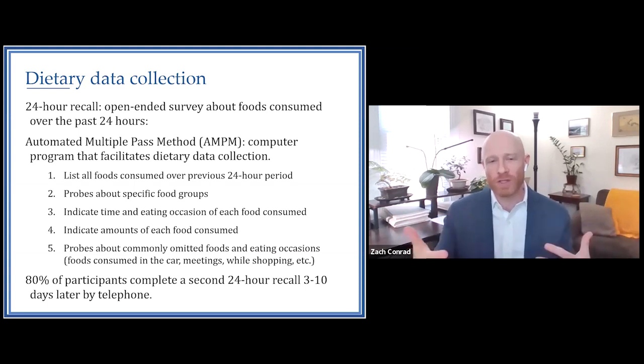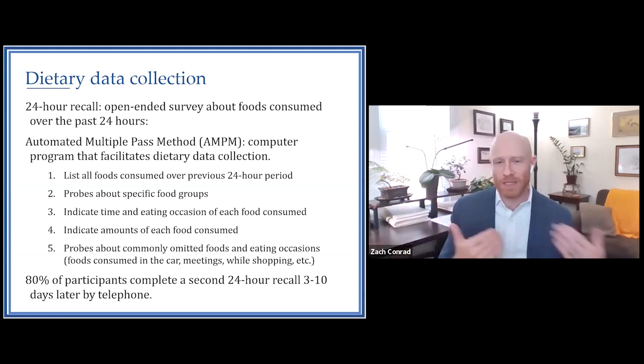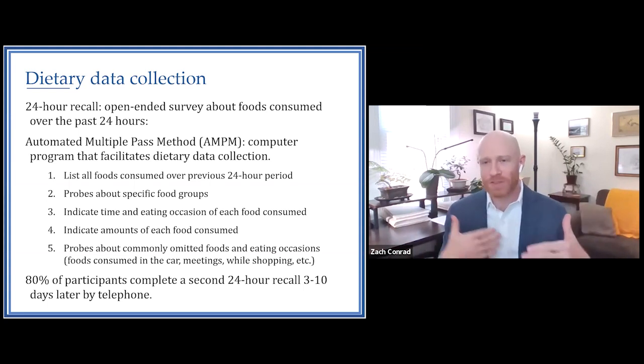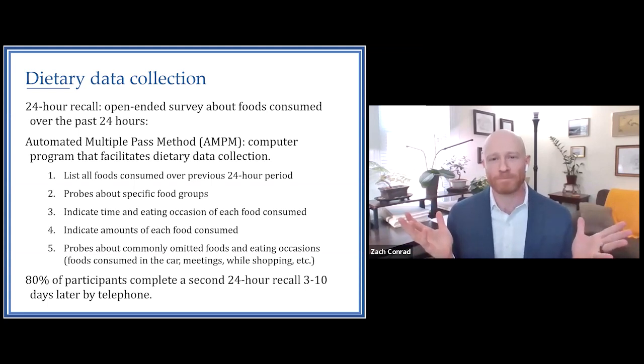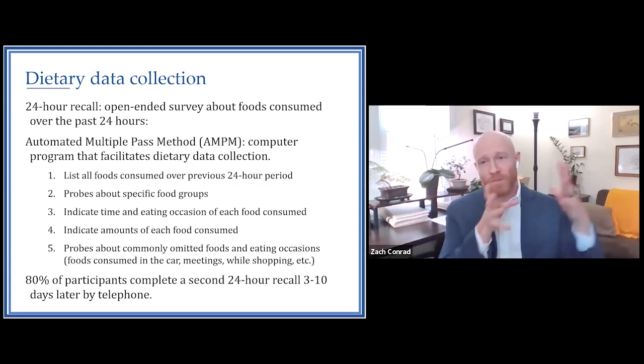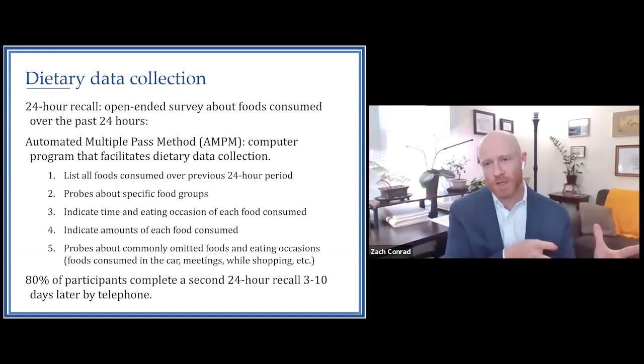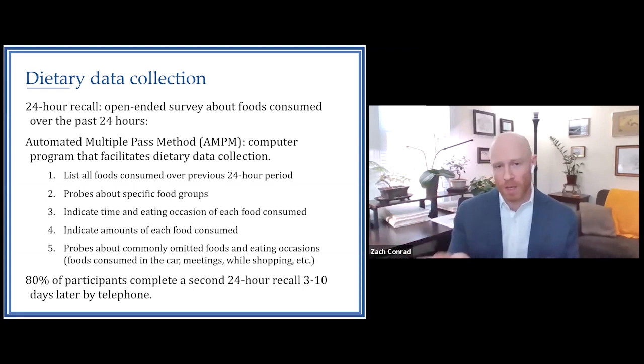So you first list all the foods that you've consumed over the previous 24-hour period. Then you go through all of those foods again, and there are specific probes about specific food groups. You get asked again about each of those foods, the eating time, eating occasion, and the amounts that are consumed. And then there's a specific series of probes that ask about commonly forgotten places where people might eat food, like in their car as they're heading out of the house, during meetings, while they're shopping, and things like that. This is all done in person, but then there's a follow-up for 80% of the participants, who complete another recall using the automated multiple pass method about 3 to 10 days later by telephone.